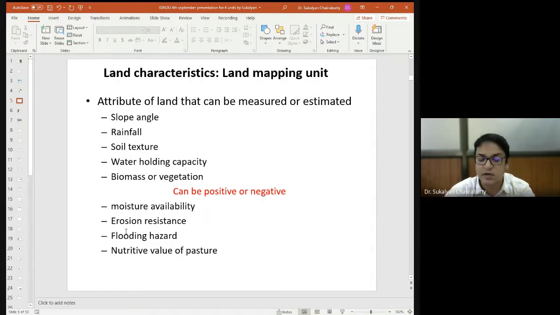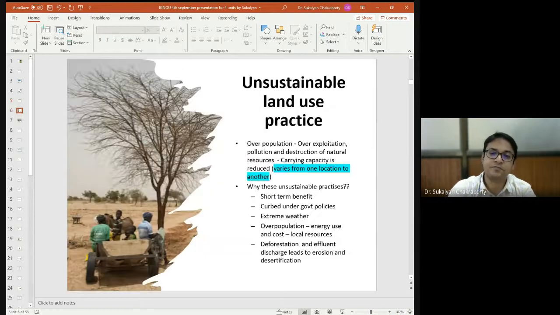Some land resources are very prone to erosion. It depends on the structure and texture of the soil also. Flooding hazard is again one of the characteristics which is related to the structure and texture of the soil. Nutritive value of the pasture. So these are the characteristics of land.